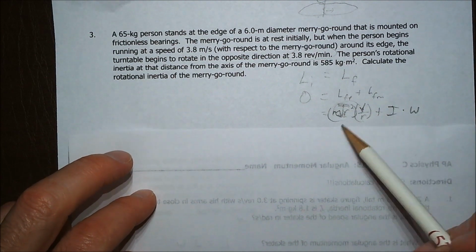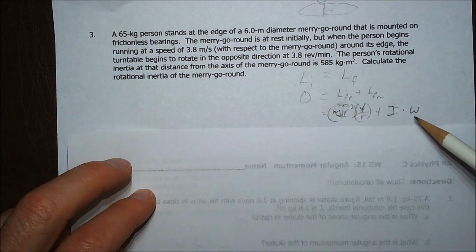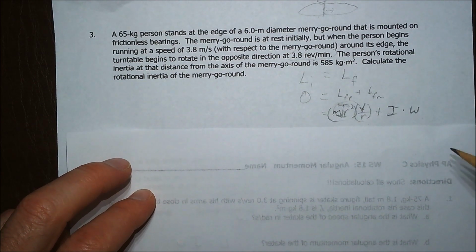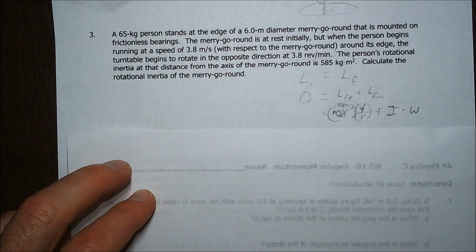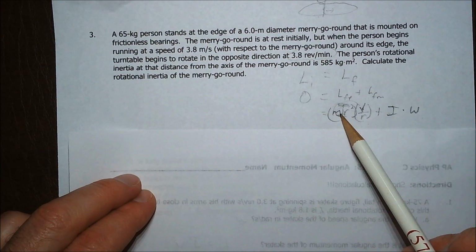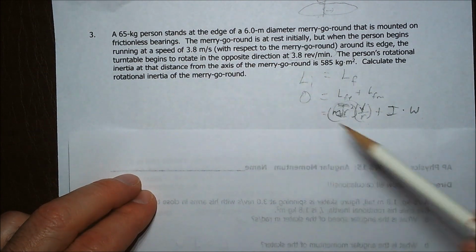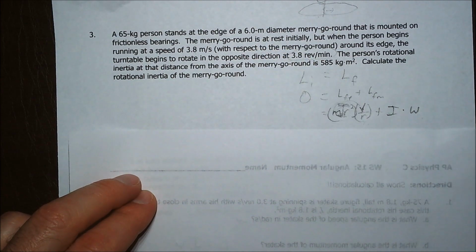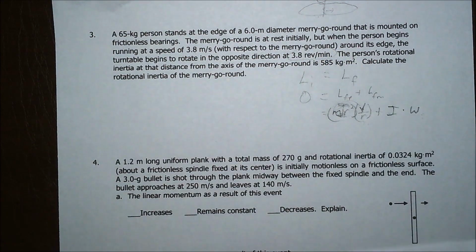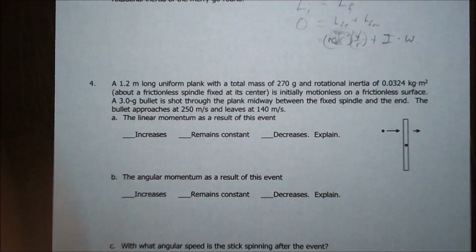So for the person, that would be m r squared times v over r. And for the merry-go-round, it's I times omega. And we're trying to figure out omega for the merry-go-round. It gives us what m r squared is for the person, it says it's 585, so really that's I of the person. It gives us the speed and the radius, which would be 3. We know omega, but it has to be in radians per second. And so you can solve for I. Okay, then the next one here, number 4.